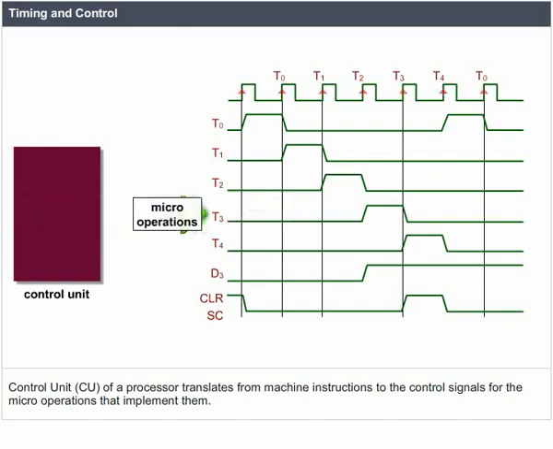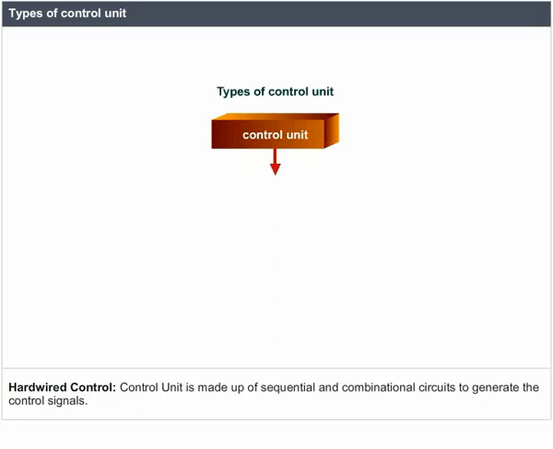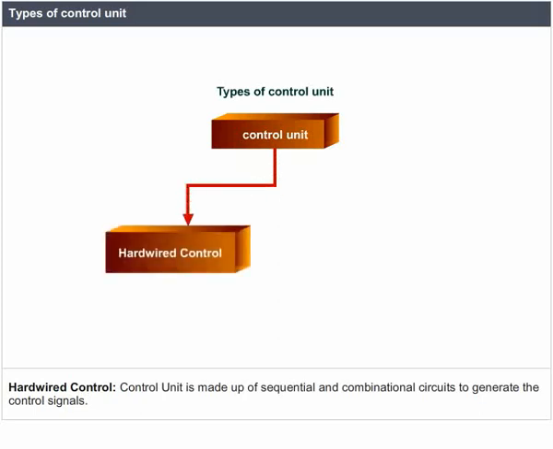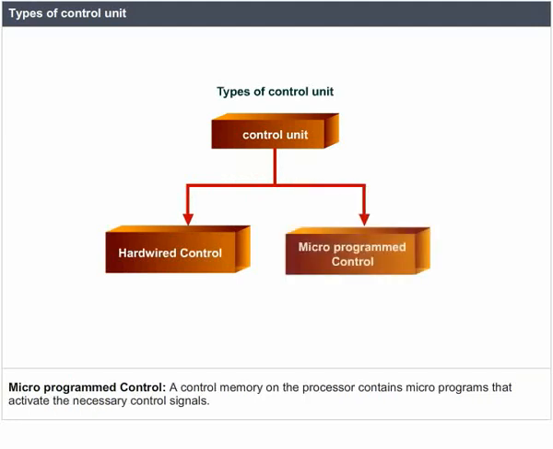Types of control unit. There are two types of control. Hardwired control: the control unit is made up of sequential and combinational circuits to generate the control signals. Microprogrammed control: a control memory on the processor contains microprograms that activate the necessary control signals.